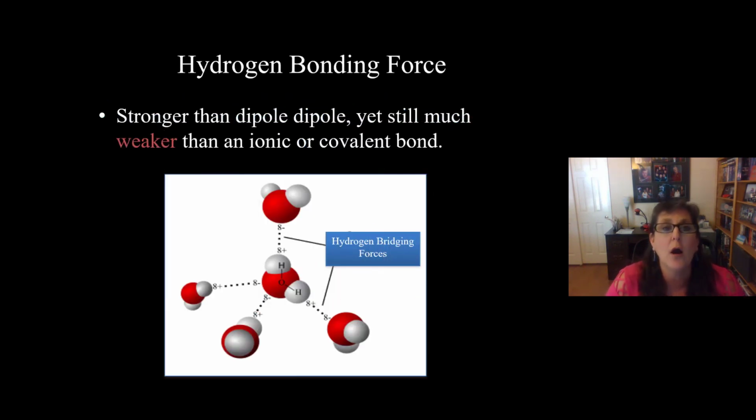Again, this is stronger than dipole-dipole force, but it's still much weaker than a real bond, an ionic or covalent bond. Remember, hydrogen bonding force is not a bond, it's a force. And this is the same picture that was on the previous slide, again showing the hydrogen bonding forces in this group of water molecules. Okay, so this is the third strongest force.